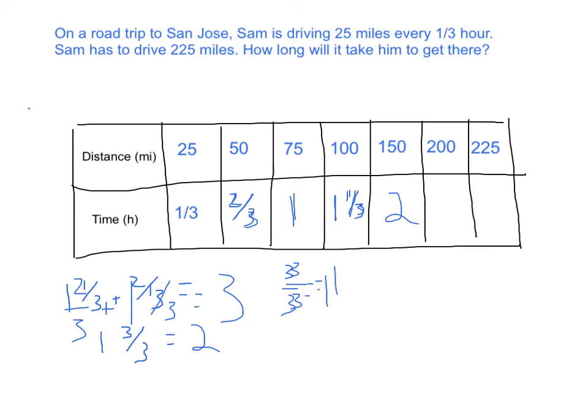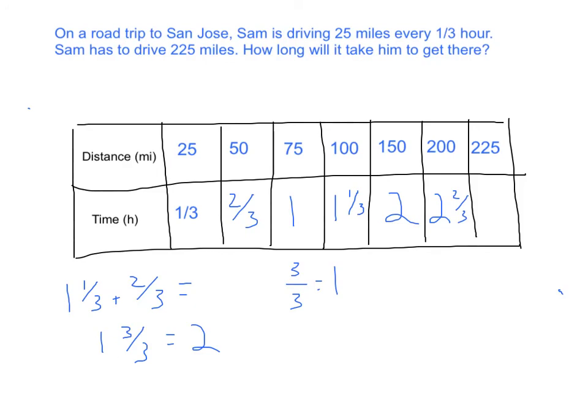Okay? I can do the same thing now for 200 miles. I can do the exact same thing. I can do 150 plus 50 again. So because after 2 hours, he traveled 150 miles, and at 2/3 hours, it took him to travel 50 miles, I know that for 200 miles, if I add those together, 2 plus 2/3, it's just 2 2/3.